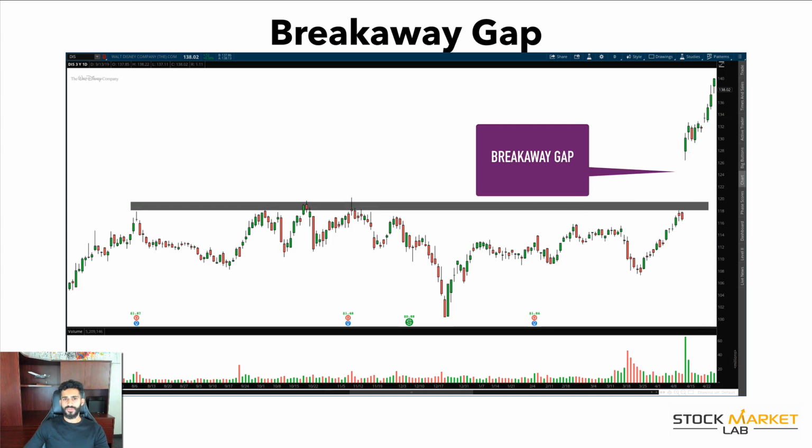So those are the 4 types of gaps. Distinguishing and understanding the difference between them, especially when you see them on a stock chart, is very, very important, especially knowing when to trade them and when to leave them alone.